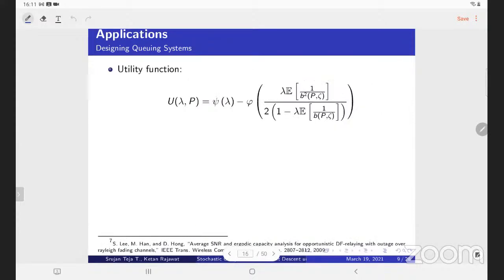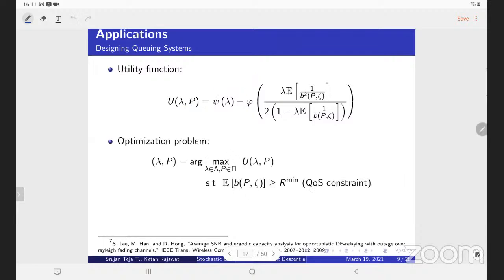Now we can frame a utility function, which is a function of lambda and power p. These two are the optimization variables that we want to find. We want to maximize the throughput. The psi and phi functions are user defined; psi can be a logarithmic function, and phi can be a linear function. And we also have to minimize the queuing delay. That is our goal. So this is the utility function that we formulate and maximize, and the optimization problem is this.